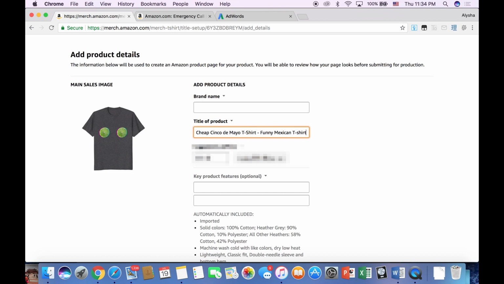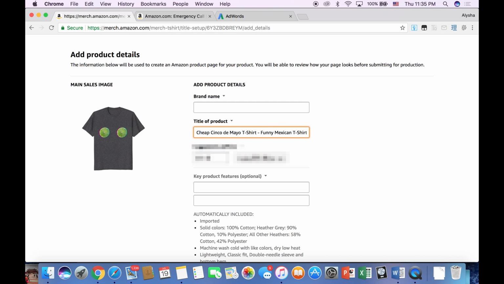The reason why I create the title of the product in this sort of manner is because you want your description and your title to be listed in a way where the customer would type it in themselves in the search bar. So I can definitely see myself typing in cheap Cinco de Mayo t-shirt or funny Mexican t-shirt into the search bar if I was actually looking for a funny Mexican t-shirt.